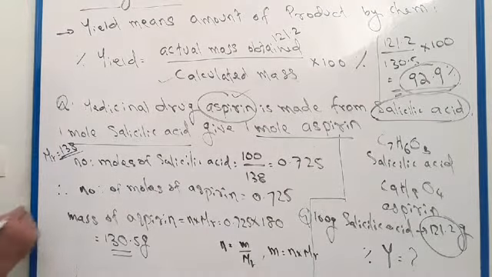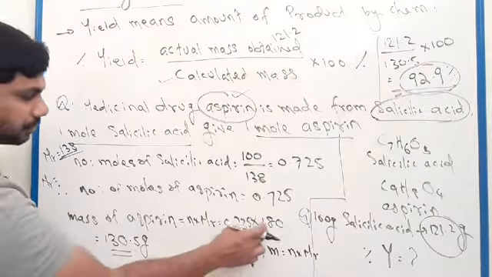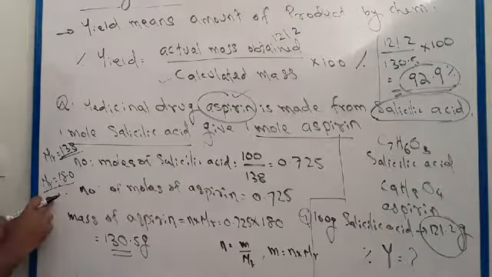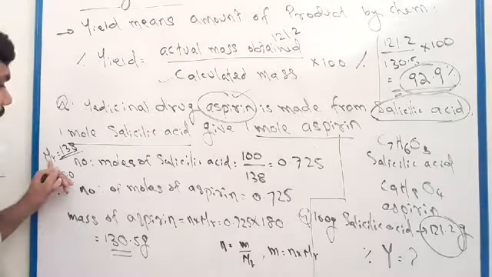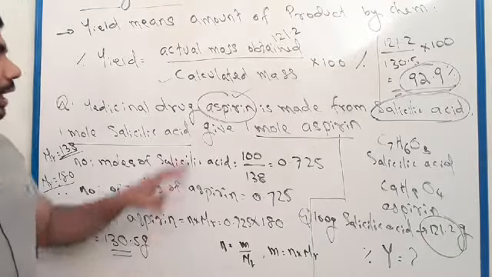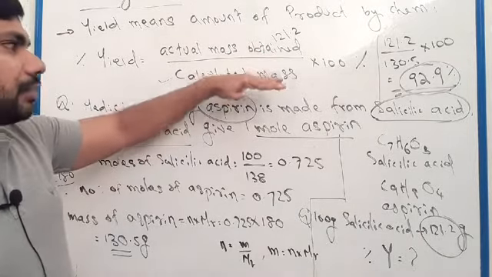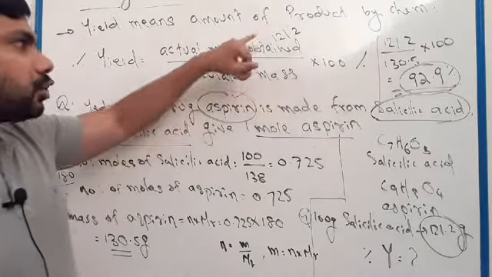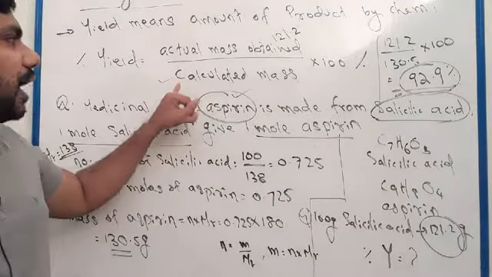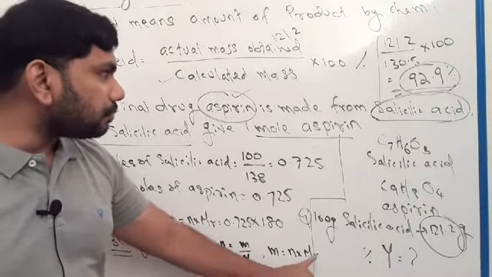Similarly, the relative molecular mass of aspirin is also given in the question. It is 180. Relative molecular mass of aspirin is 180, and relative molecular mass of salicylic acid is 138. I told you that to find percentage yield, actual mass divided by calculated mass times 100. Actual mass given in the question is 121.2 gram. So we have to find calculated mass. To find calculated mass, number of moles times molecular mass.